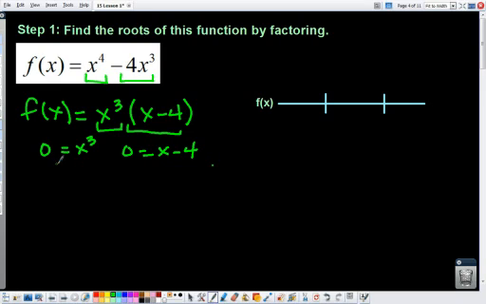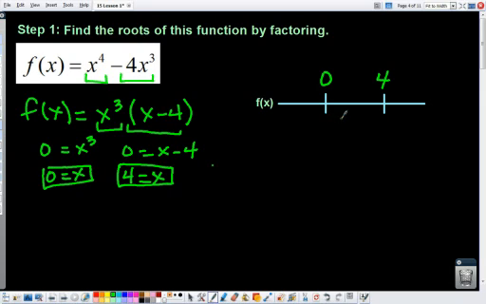The first thing I'm going to notice here is that 0 equals x cubed. That means we're going to have a triple root at 0. And then we also see that we have a root at positive 4. What this means is whenever we put 0 in for x or 4 in for x, our whole equation is equal to 0. So we're just going to start a little chart here to show that we have roots at 0 and 4. This is the number line of f of x.